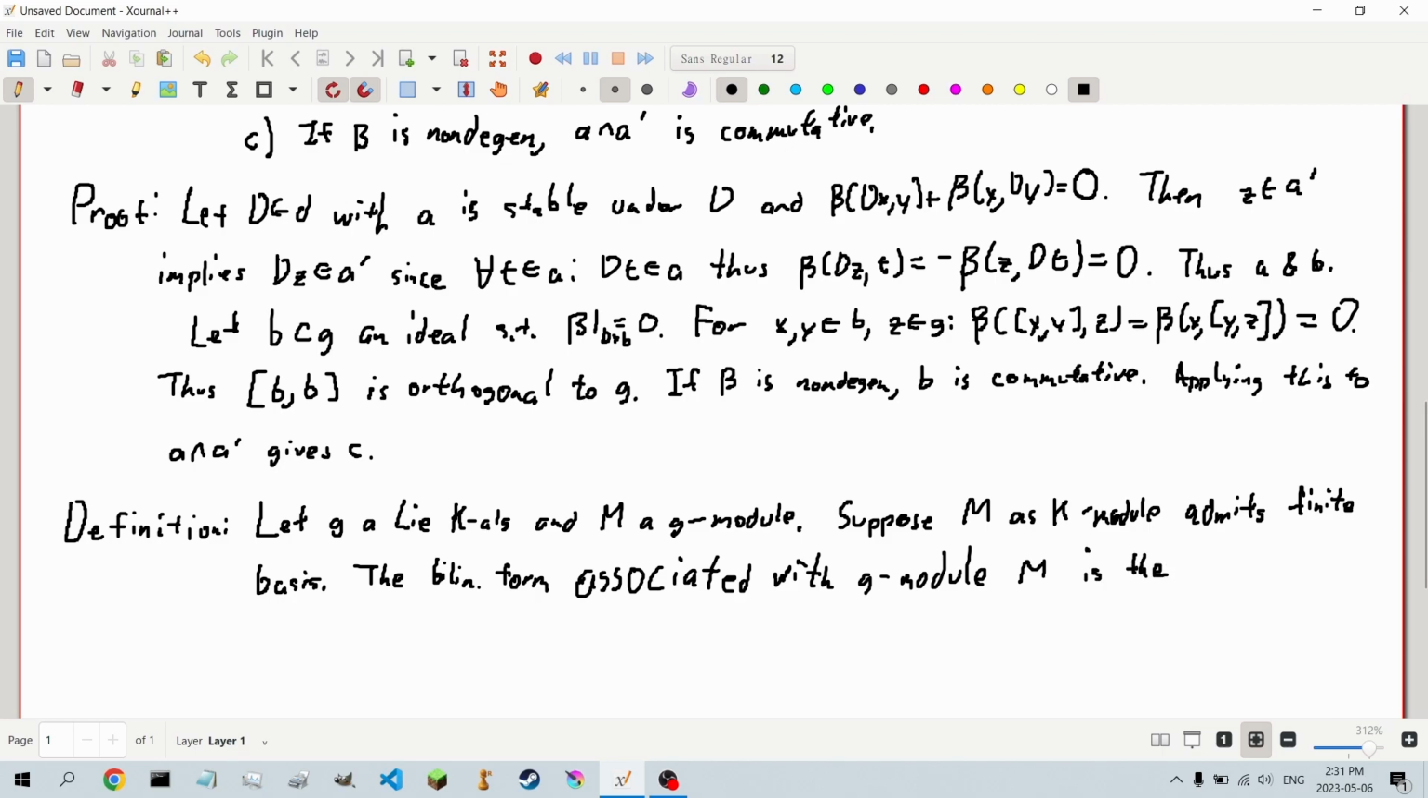is the symmetric bilinear form sending X and Y to the trace of the product of their actions on M.